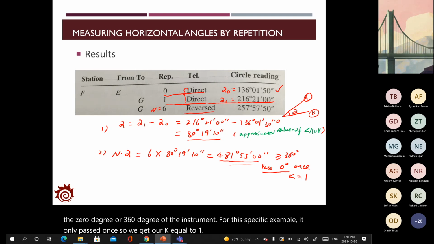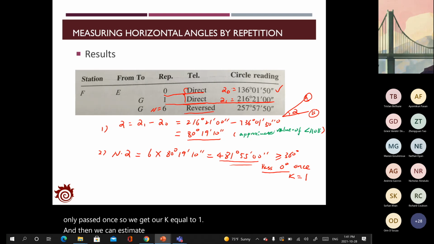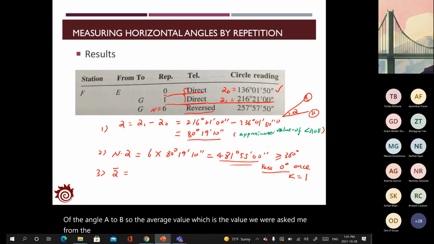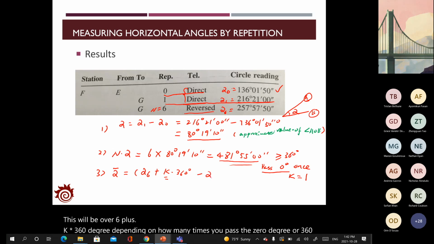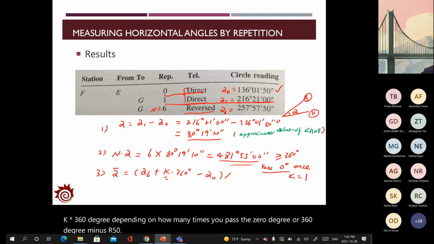And then we can estimate the average value of the angle A to B. So the average value, which is the value we will estimate from the repetition, we define this one as alpha 6. This will be alpha 6 plus k times 360 degrees, depending on how many times you pass through the 0 degree or 360 degrees, minus alpha 0, divided by the number of the reverse.